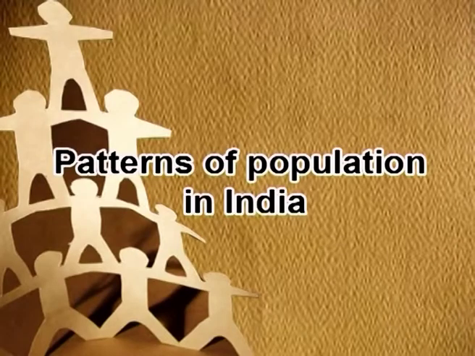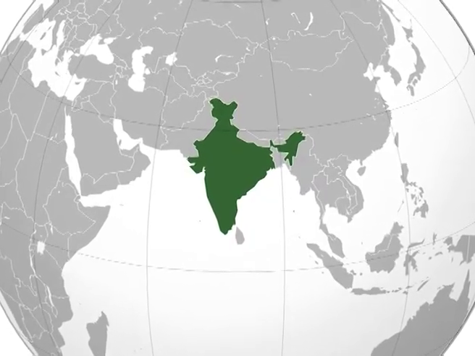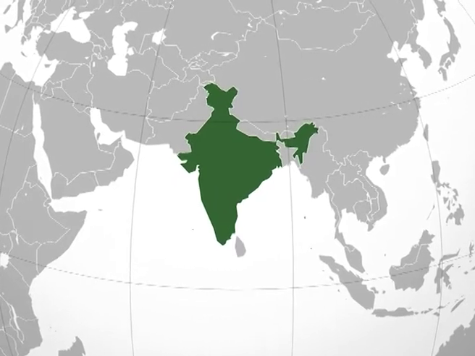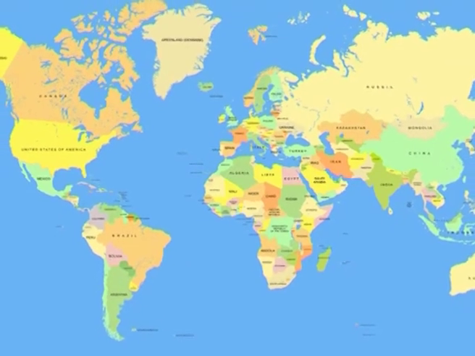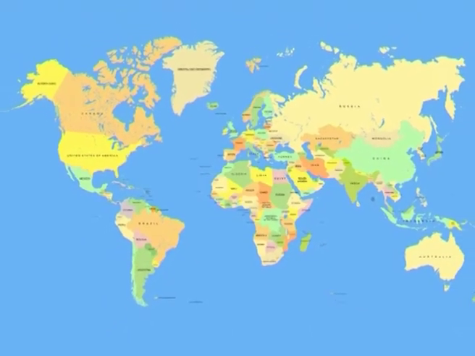Patterns of population in India. Introduction. Population of India. The demographics of India are inclusive of the second most populous country in the world, with over 1.21 billion people according to the census of 2011. It accounts for more than a sixth of the world's population.